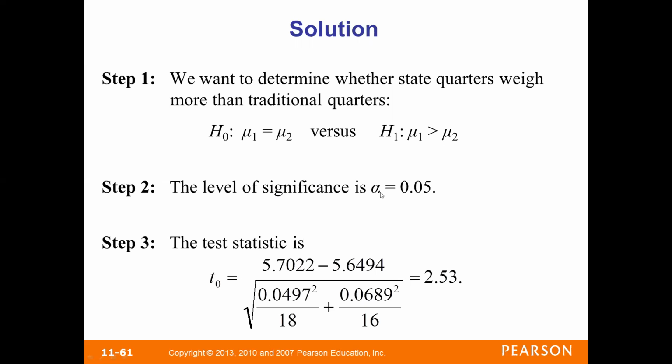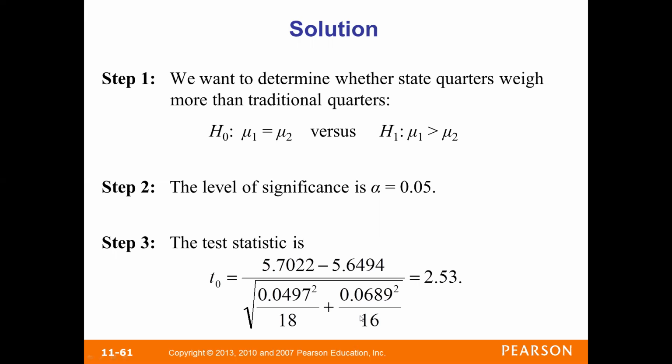We've selected our level of significance of 0.05. We will plug it now into our test statistic of x1 bar minus x2 bar over the square root of s1 squared over n1 plus s2 squared over n2.